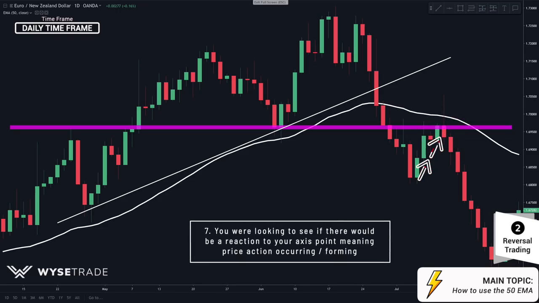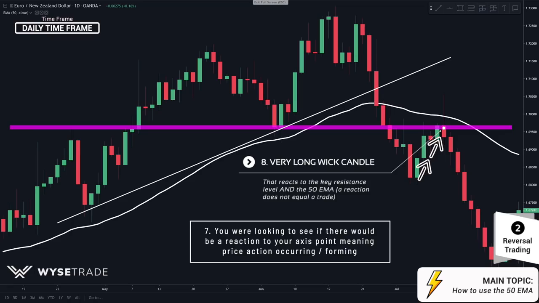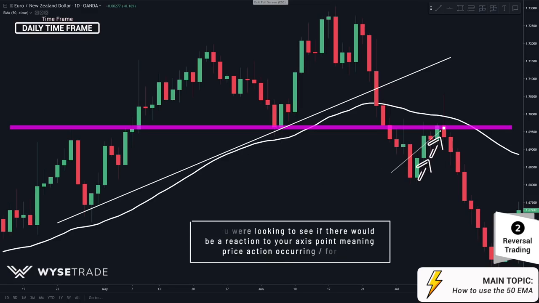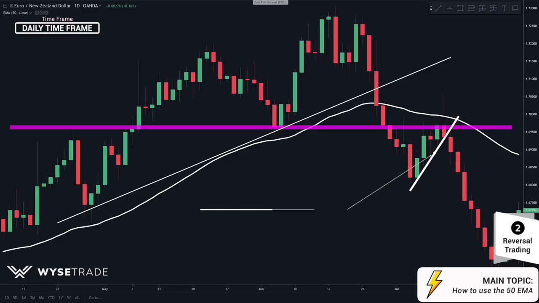Now, as price came up to this access point, you had a picture perfect, very long wick candle that reacted to both the key resistance level and the 50 EMA. But again, a reaction does not equal a trade short. So what we do is we put a tight trend line in and go down to the 4-hour time frame.